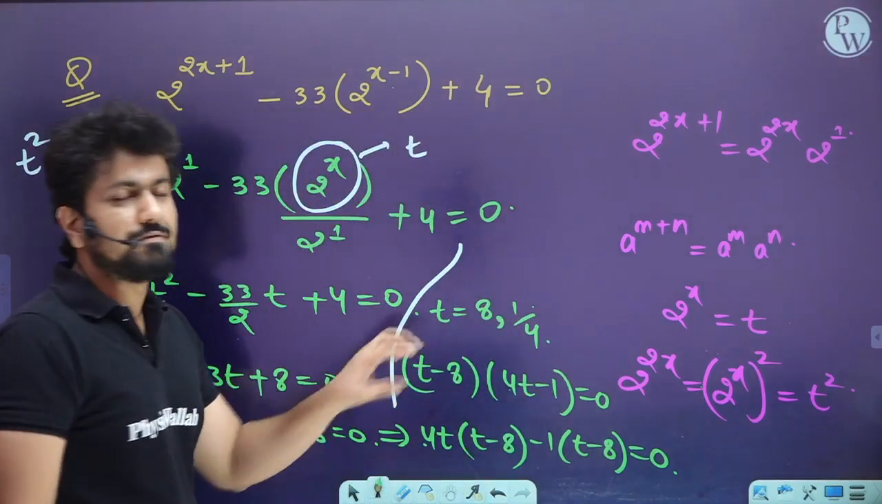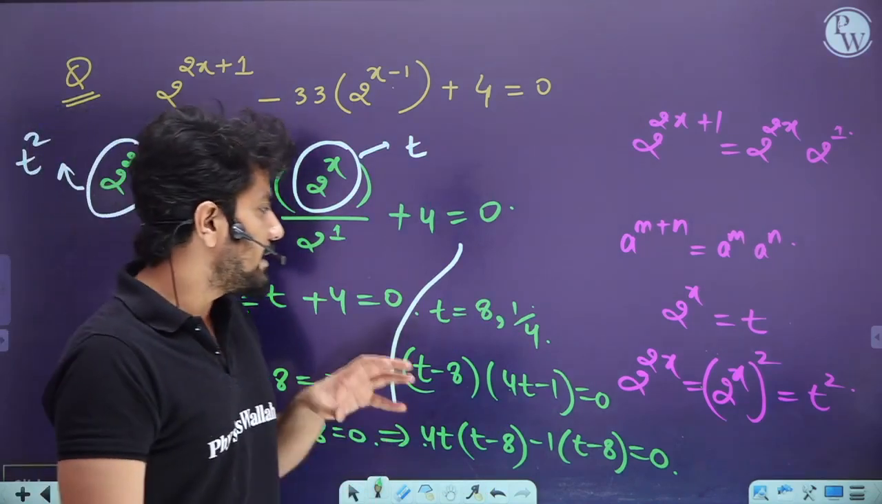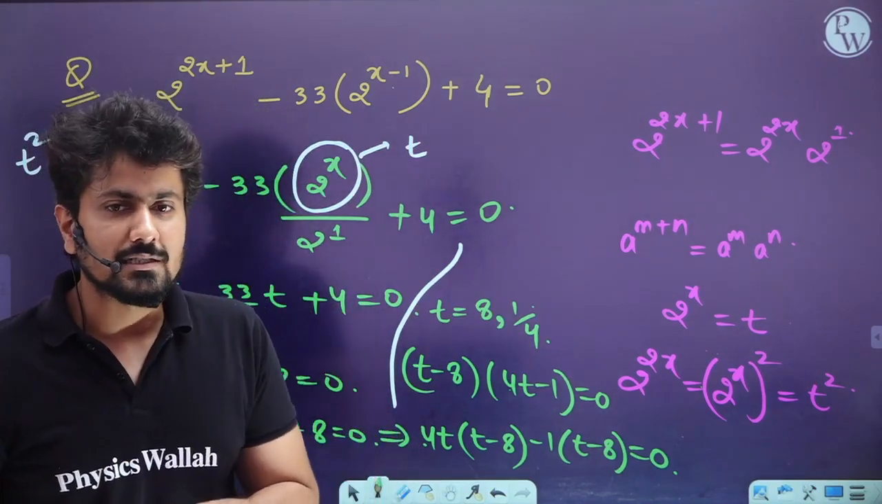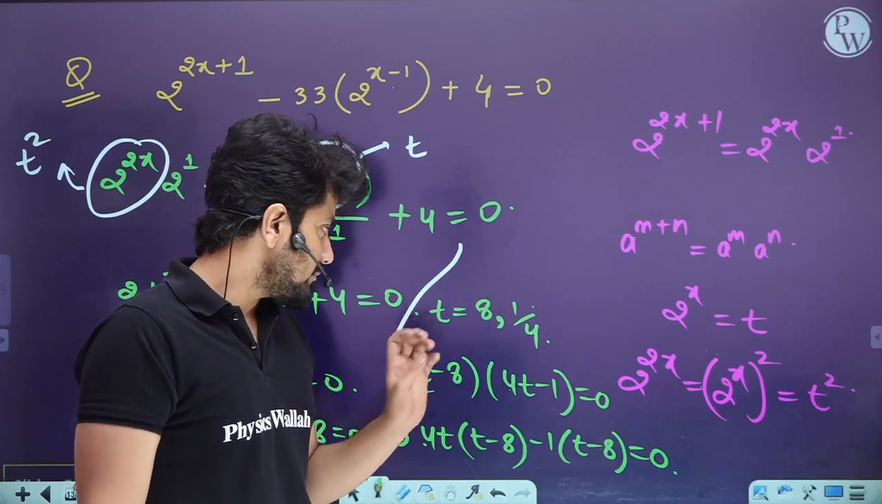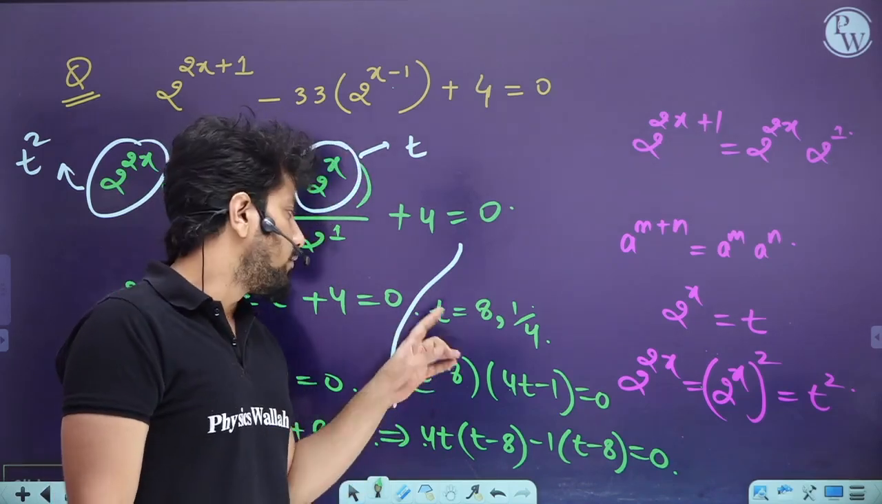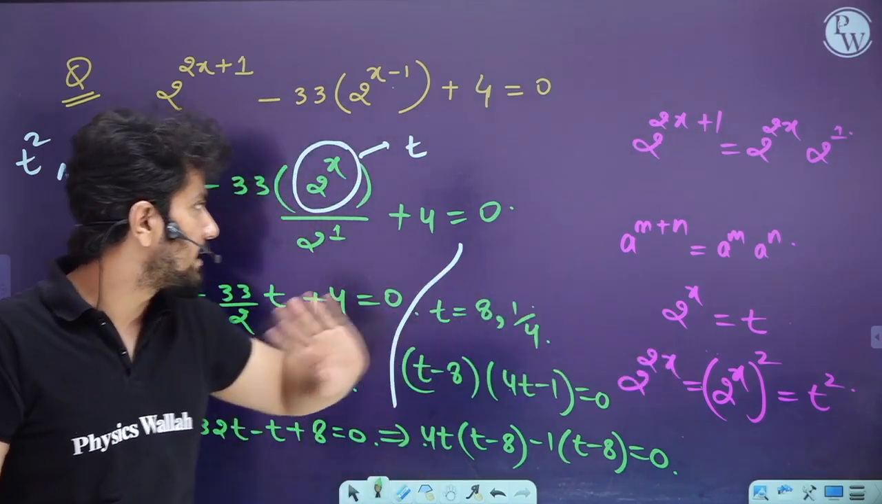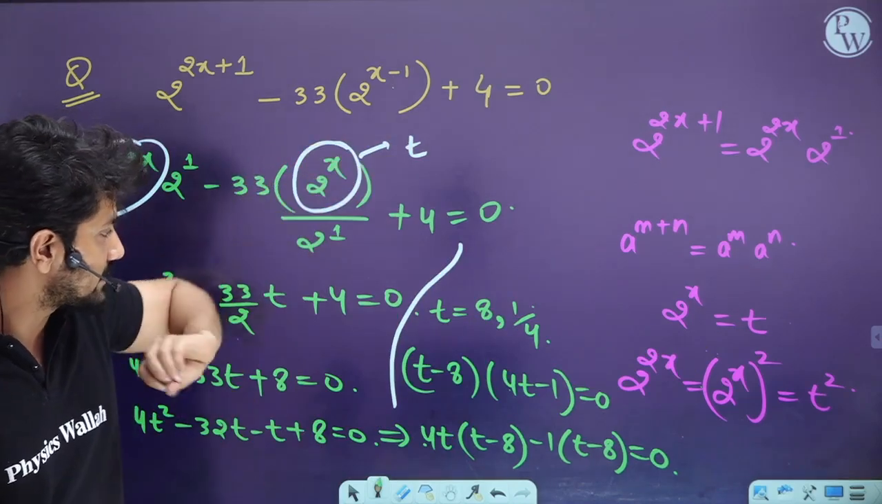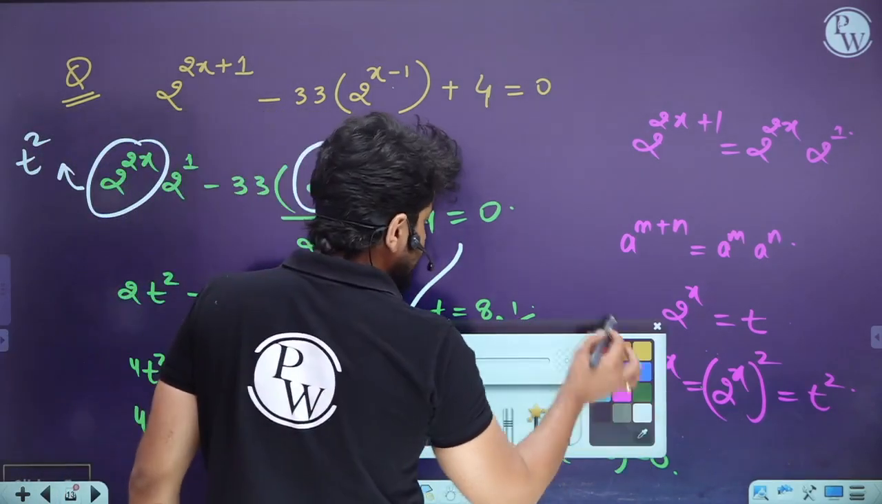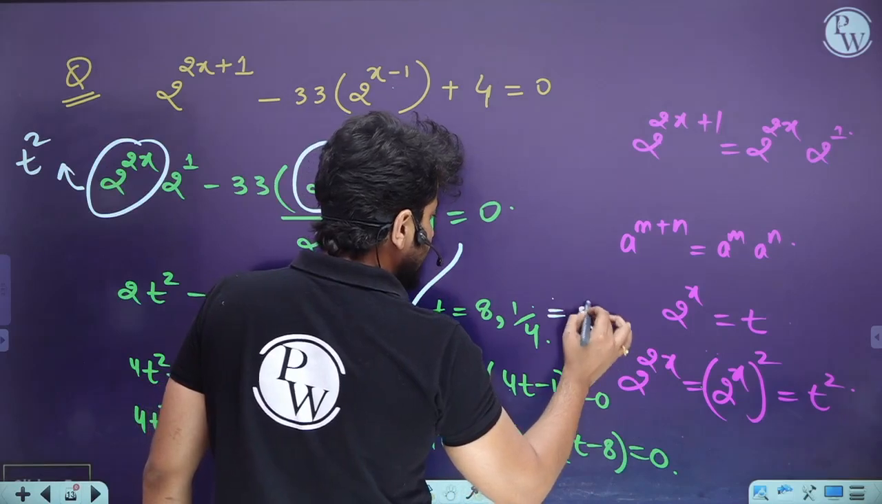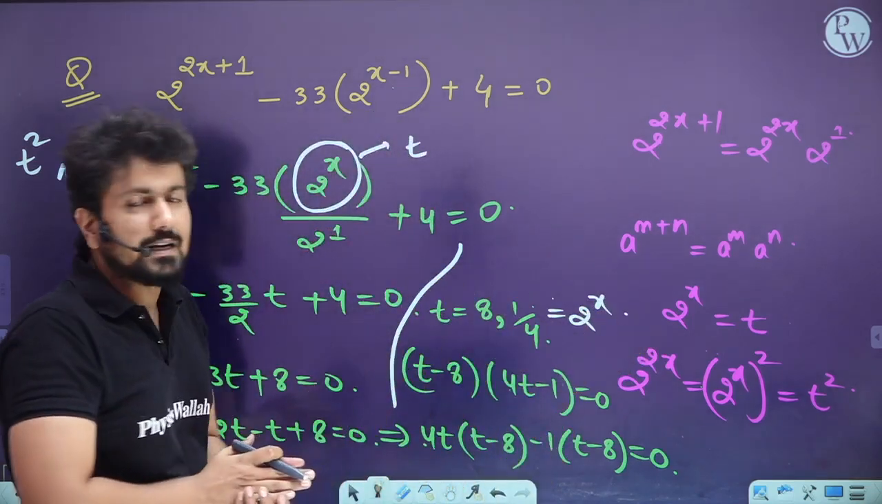But this is not the final answer. Okay, we are very close to the answer, but this is not the final answer. What will be the final answer? The value of x. What is t? t is 2 raised to the power x, right? I have considered 2 raised to the power x as t. So if I equate it to 2 raised to the power x, now what are the values of x?